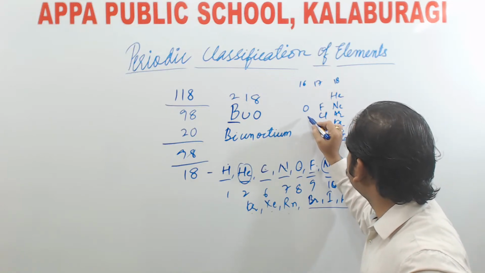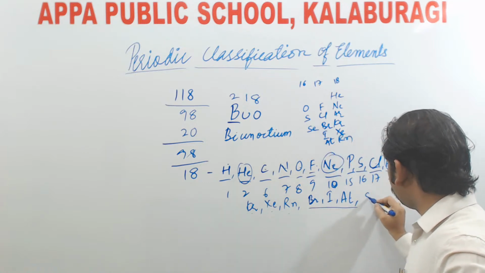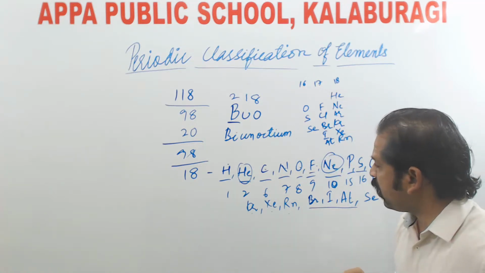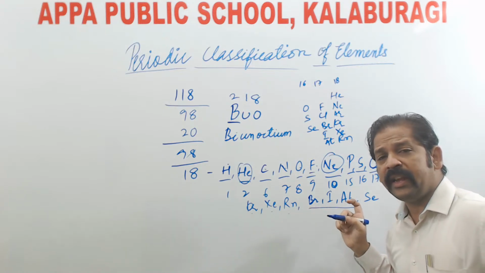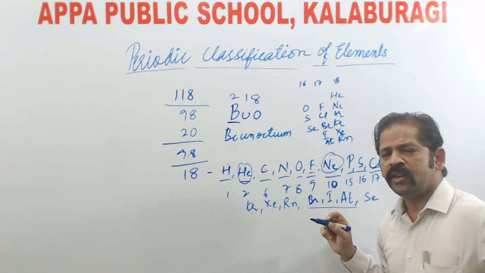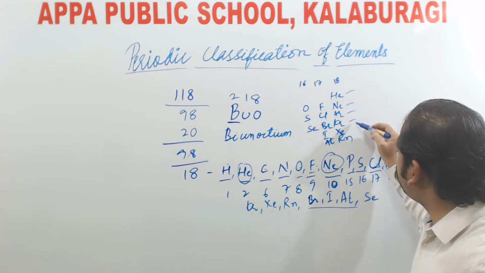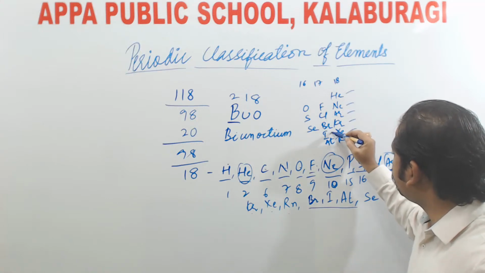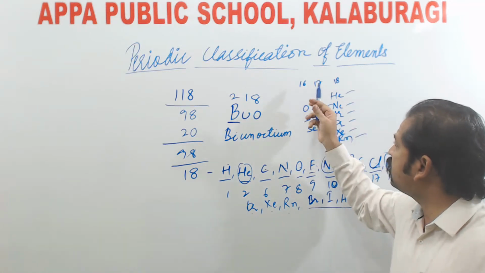Oxygen, sulfur and selenium. Selenium is the one more element. Yes, we are having now exactly 18 elements. These are non-metals. Non-metals, here we will get the idea. 1, 2, 3, 4, 5, 6, 7, 8, 9, 10, 11, 12, 13, 14, 16, 17, 18 group.